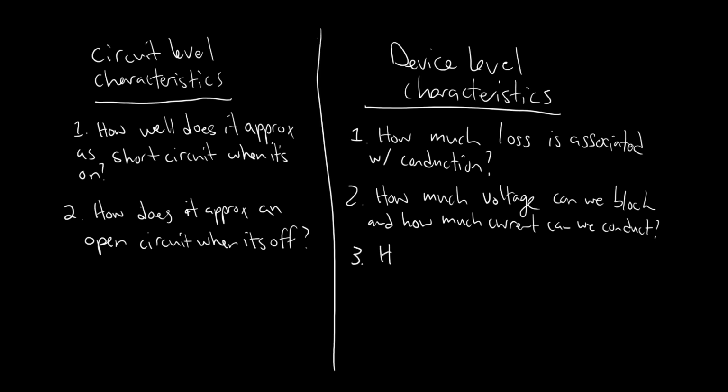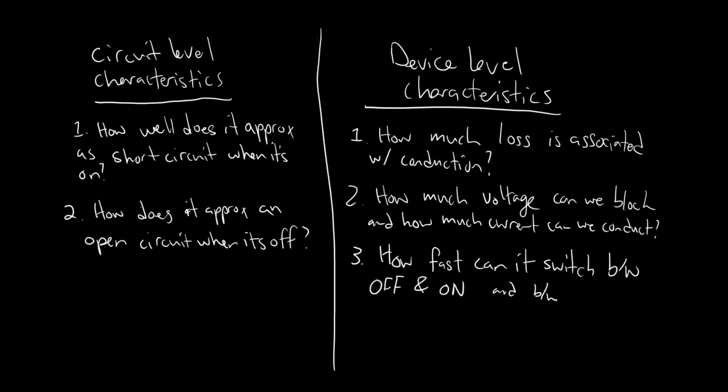Three, maybe, how fast can a switch go between the off state and the on state, and also between on and off? And these might not be the same. The characteristics might be slightly different. So these are the two different things we're going to look at.